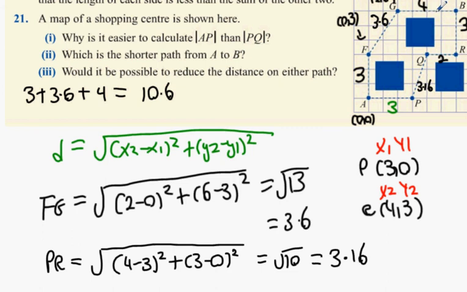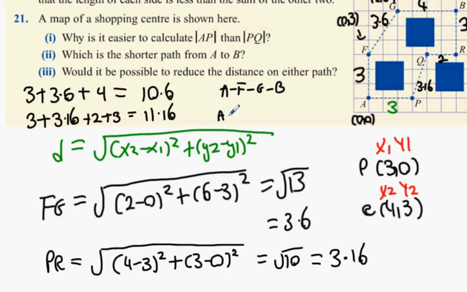Does that make sense? And the other way is going to be what, guys? A to P, 3. P to Q, 3.16. Q to R, 2. And R to B, 3. Any idea what that is if we add them all together? It's going to be 11.16. Which route is shorter? A to F, F to G, G to B is the shorter one, and this one, A to P, P to Q, Q to R, R to B, is a bit longer. Would it be possible to reduce the distance on either path?